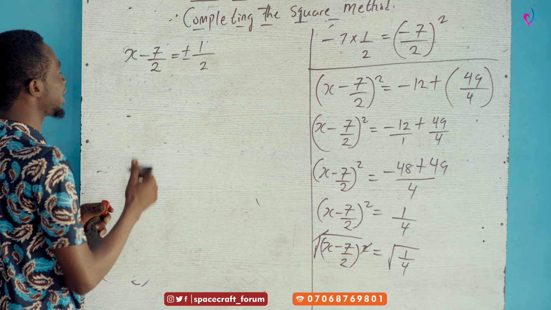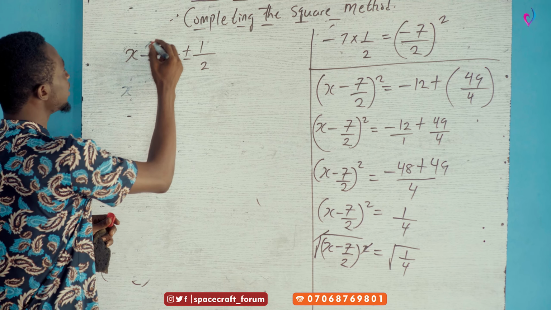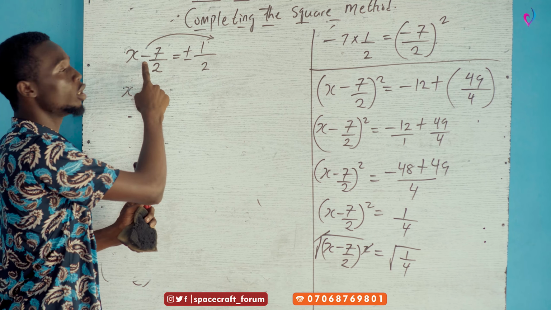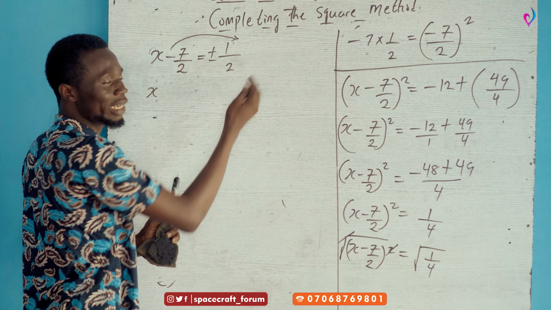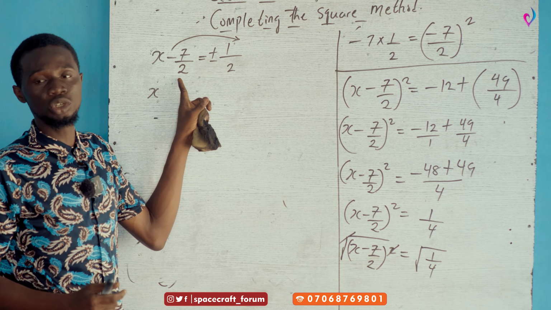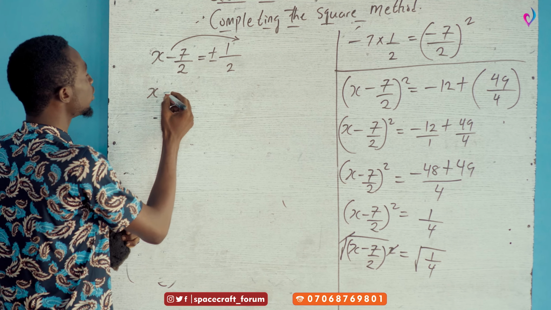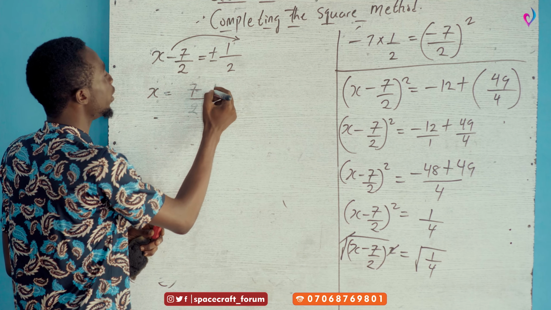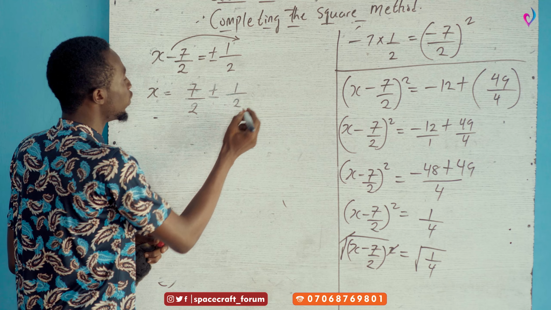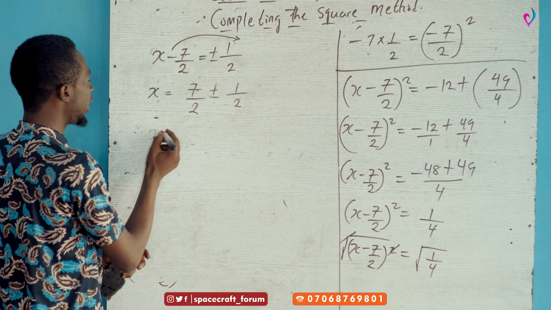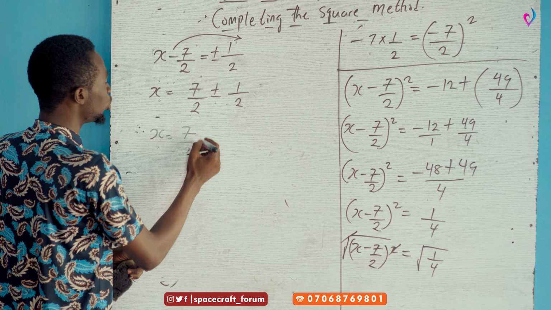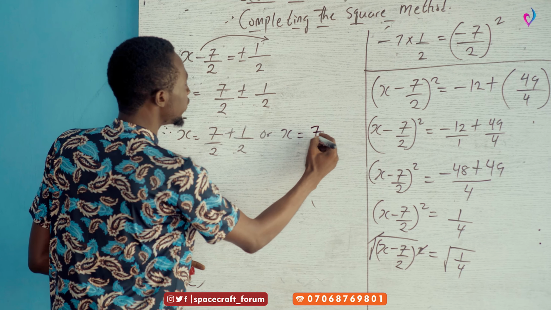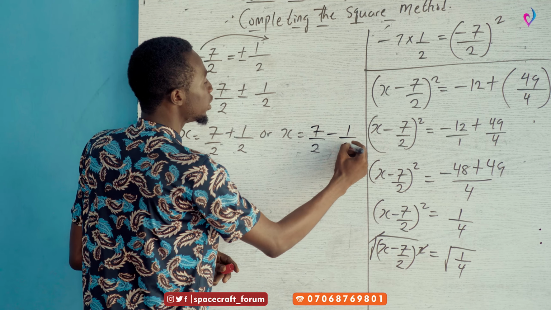So we can collect the like terms here. I'm having x, so I can easily bring this to the other side of the equation. Mind you, it has a negative sign. If this value wants to go to the other side of the equation, the negative sign is going to change to a positive sign. I'm having x is equal to 7 divided by 2, then plus or minus 1/2. Therefore x is equal to 7 divided by 2 plus 1 divided by 2, or x is equal to 7 divided by 2 minus 1 divided by 2.